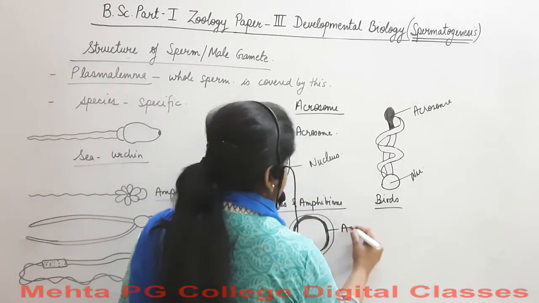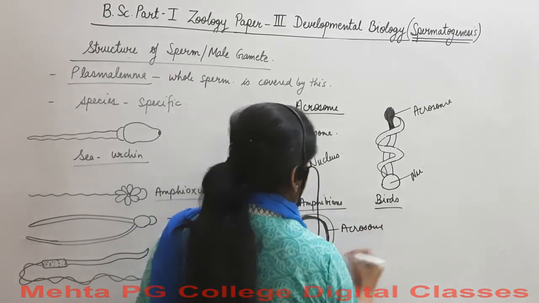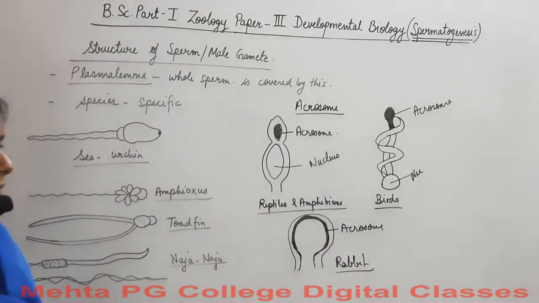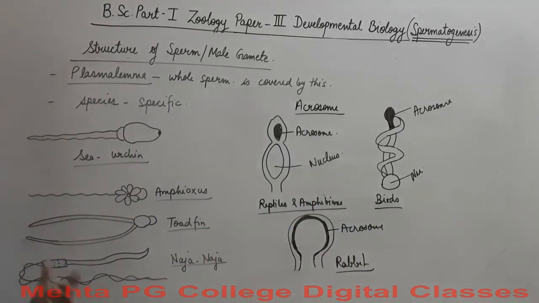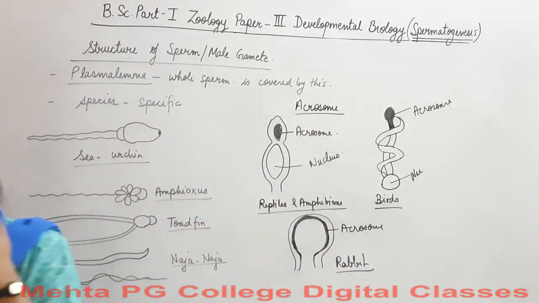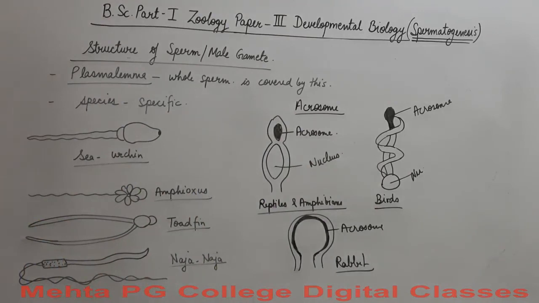So this is the acrosome part and this is the structure of rabbit. In this way we can see different structures, they are very much species specific, and even the structures of the acrosome part differ. The acrosome is also arranged differently in different organisms. So like this we can say there is a lot of diversity present there.